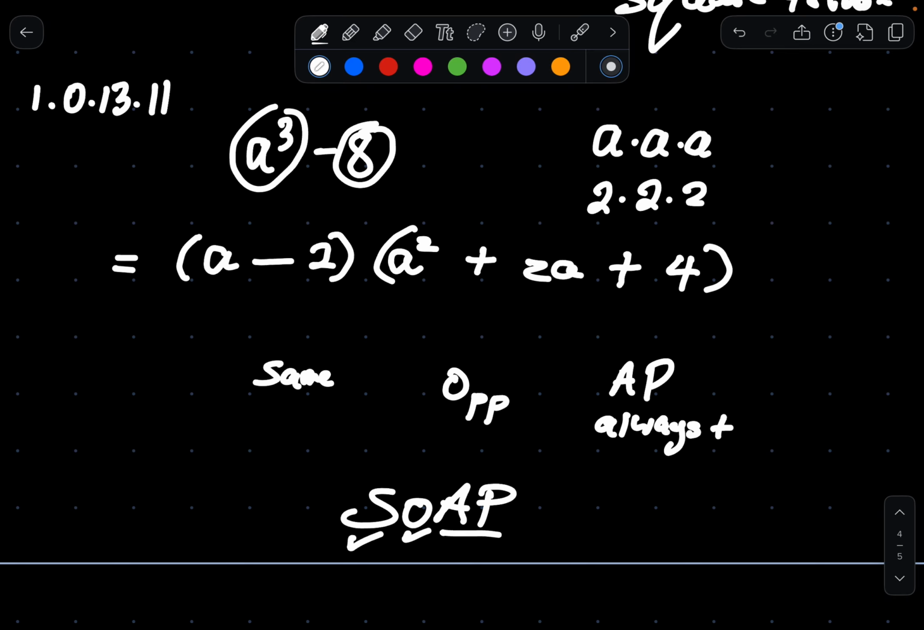I'm going to repeat how to get this. You firstly recognize that this is cubes. And then once you recognize that that is the difference of cubes, you are going to now do this. The sign here will be the same as the sign there. And then on the second bracket, if this is negative, this is opposite, so it's positive. The last one is always positive. Now let's do it together.